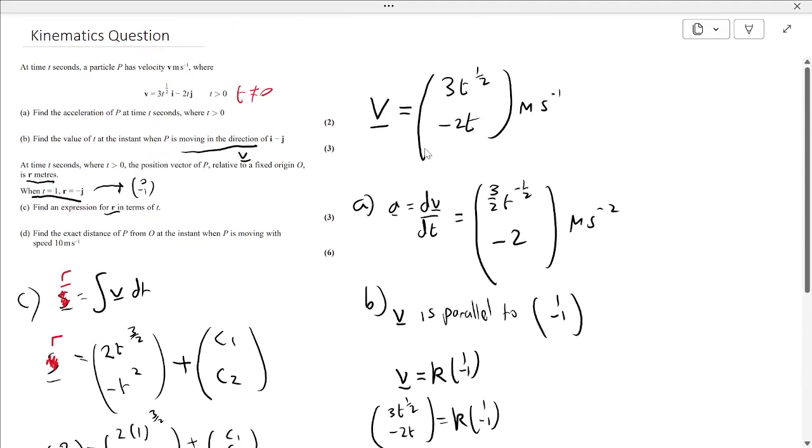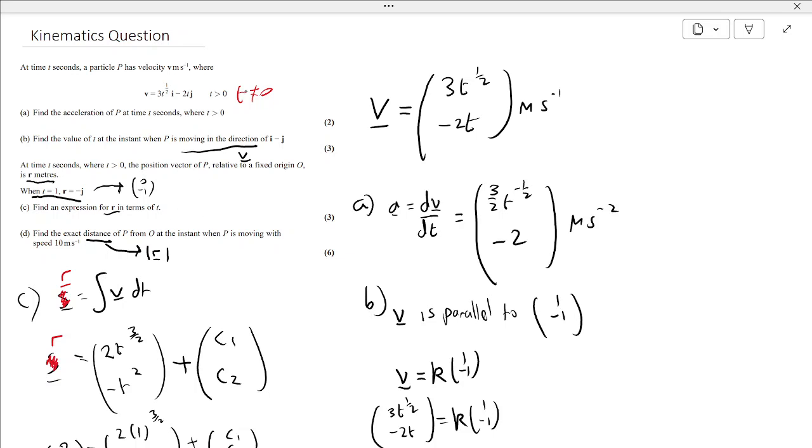I've got my r, so I'm on to part D, the largest part here. Actually find the exact distance of P from O at the instant when P is moving with speed 10 meters per second. So it's wanting us to find the distance. Now distance is like displacement, like position vector, but it's the magnitude of that. So this is going to be the magnitude of the position vector. That's what we're looking for.